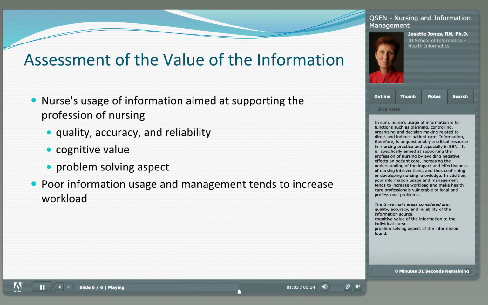In nursing care, three main areas need to be considered regarding the information. We need to consider the quality, accuracy, and reliability of the information sources used, the cognitive value of the information presented to the individual nurse in a practical situation, and the problem-solving aspect of the information for the task at hand.